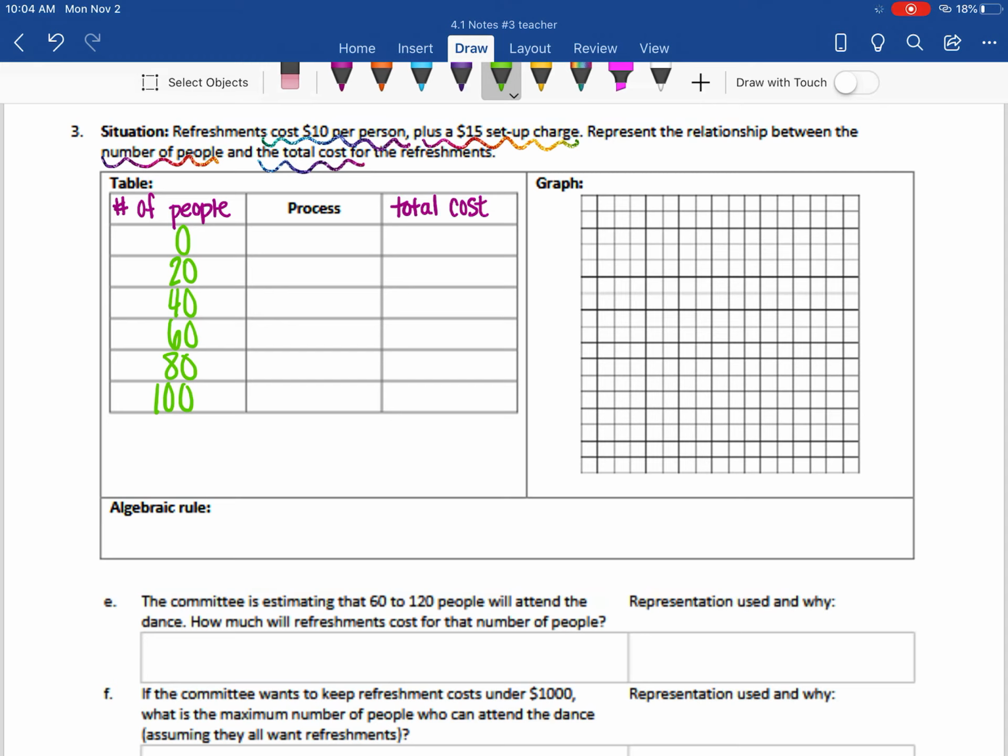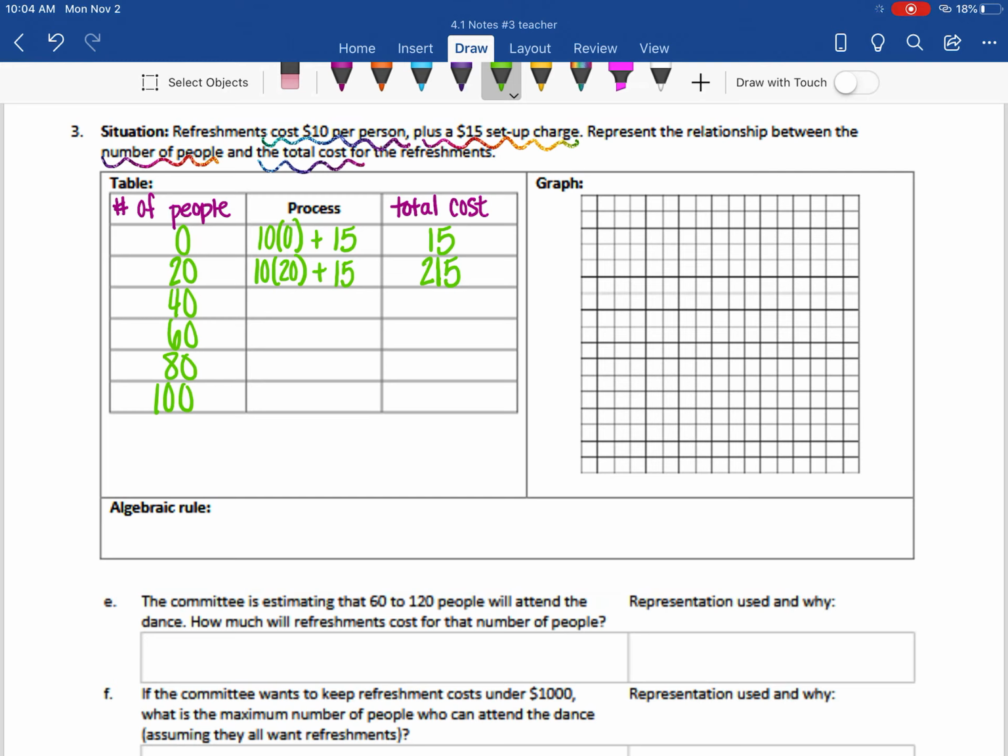So if we have 0 people purchasing refreshments, then we're not going to charge the $10 because 0 people are purchasing refreshments. But if they're there, there's still a $15 setup fee. Okay, so the total cost would be $15. Okay, let's talk about 20 people. If 20 people come, and each of those people are charged $10 for refreshments, that's $200 plus 15 gives us $215.